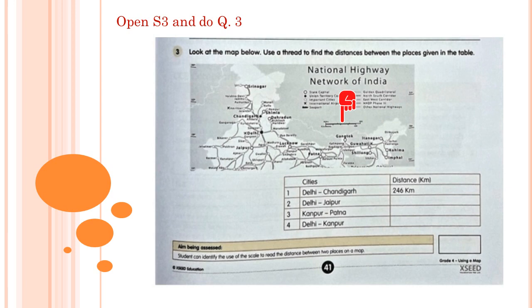So children, the distance between New Delhi and Jaipur is almost half the distance between the two marks on the thread. Therefore, we can say that the distance between New Delhi and Jaipur is about 250 kilometers.